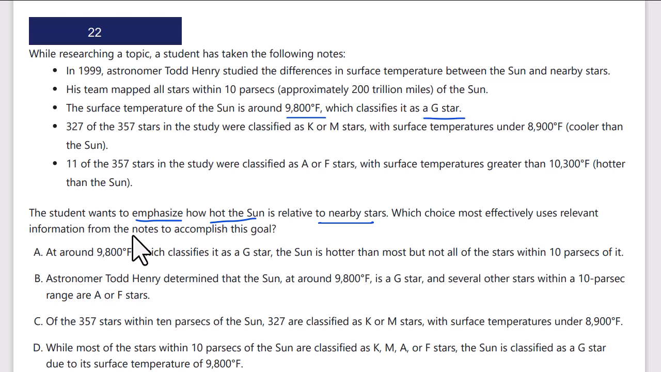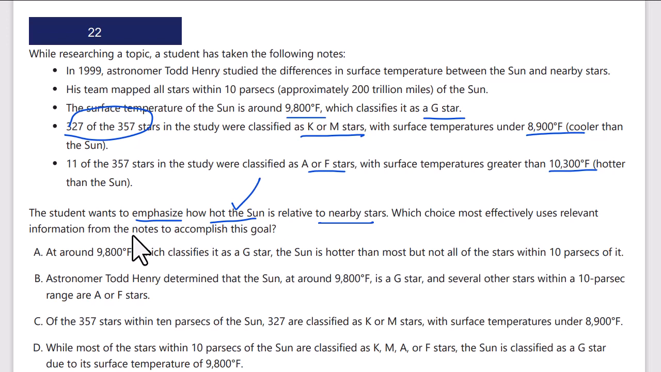327 of the 357 stars in the study were classified as K or M stars with surface temperatures of 8,900, cooler than the sun. So most were cooler than the sun. 11 of the 357 in the study were classified as A or F with surface temperatures greater than the sun. So most are cooler than the sun, and very few are greater than the sun. So we want to emphasize how hot the sun is.